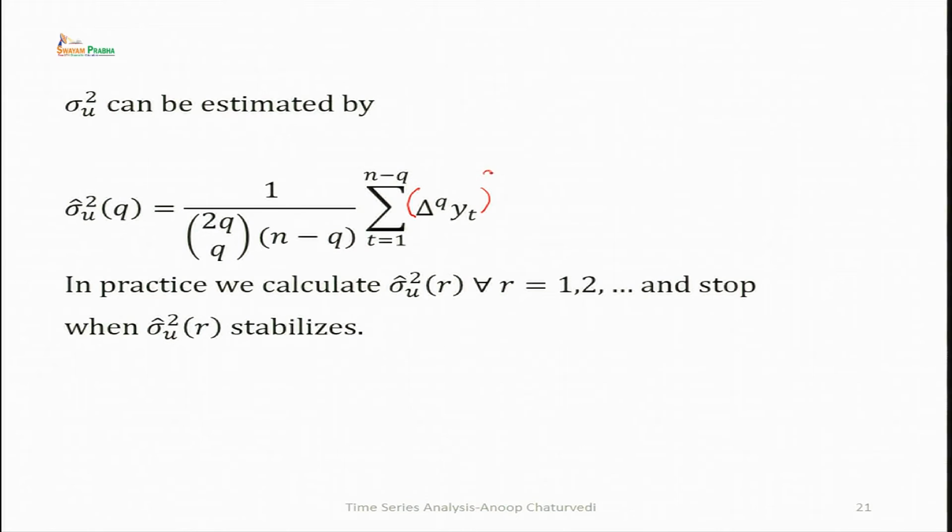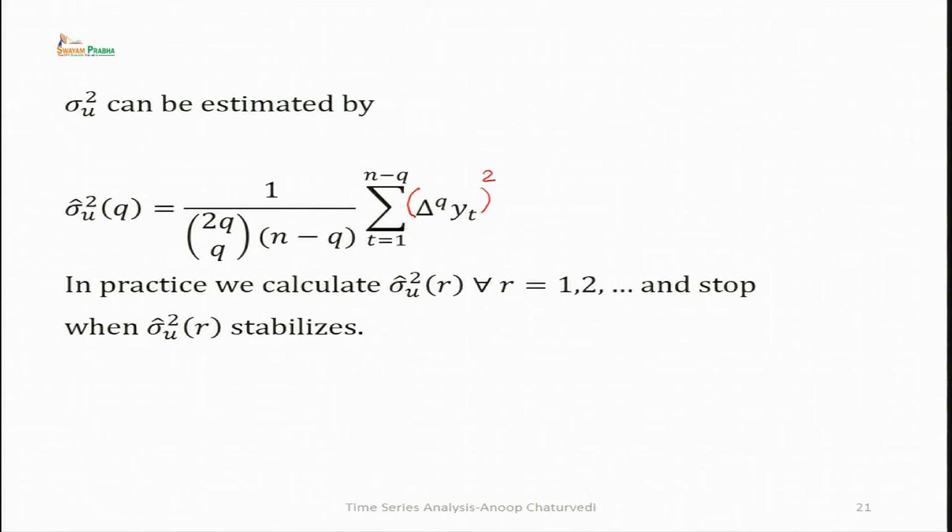One correction: a square will come here. Sigma hat square u q is equal to 1 upon 2q c q into n minus q, summation t equal to 1 to n minus q, delta q y t whole square. Why are you dividing by n minus q? Because in this summation you have n minus q terms.